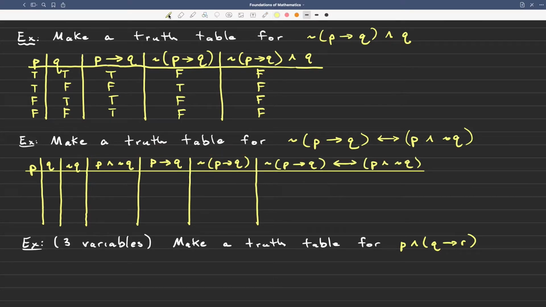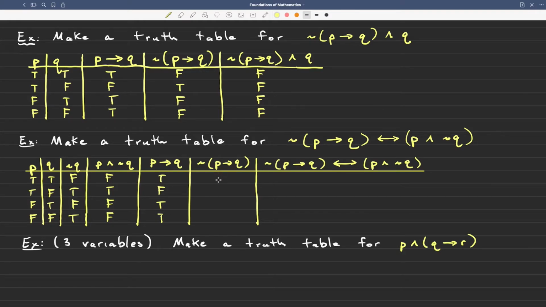All right, so let's do it. So true, true, false, false for P, true, false, true, false for Q. Not Q always starts the same: false, true, false, true. Now I'm comparing P and not Q, so I'm comparing these two with an and. They have to both be true in order to get a true. False, true, false, false. Okay, P implies Q would be true, false, true, true. Negating that. Oops, sorry. Should be true there.